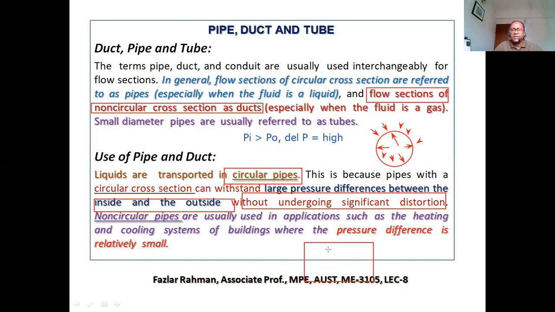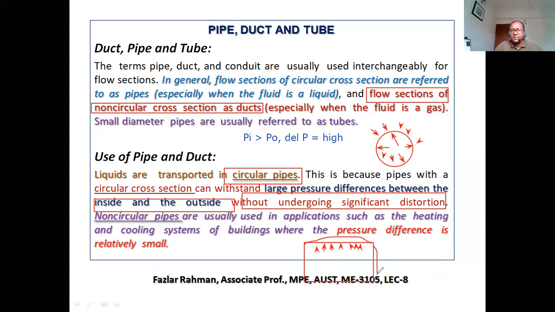Another reason is that if you have a non-circular duct for high pressure fluid, inside pressure is very high, outside pressure is low, right? Then the side works like a beam. In the beam, you have extremely high pressure at the bottom, and I can say the edges are the support of the beam. But outside pressure is very low because the delta P is very high.